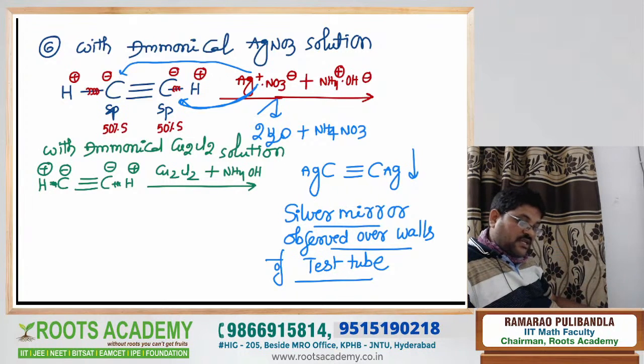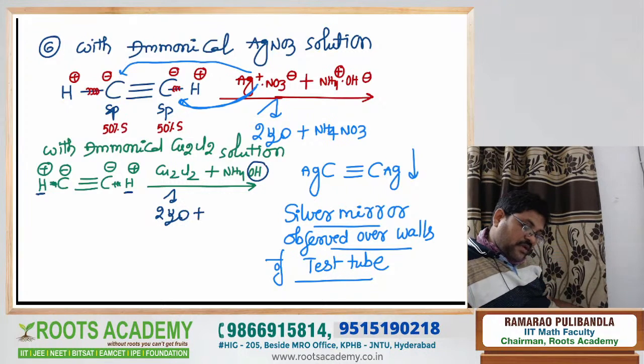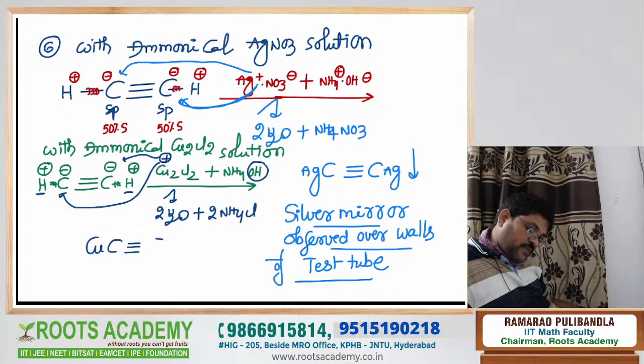Now what happens here? Again the simple logic. H+ ion combines with this OH minus ion, loss of water. Very easy. Loss of 2 H2O. NH4+ combines with what? Cl minus, loss of 2 moles of ammonium chloride. Now the Cu+ attacks the C minus, again the Cu+ attacks the C minus, and you get cuprous acetylide.